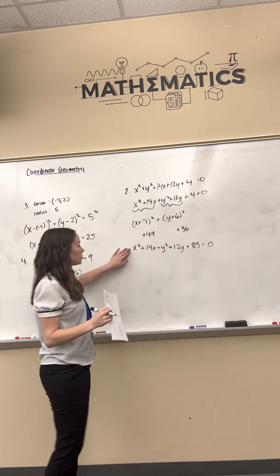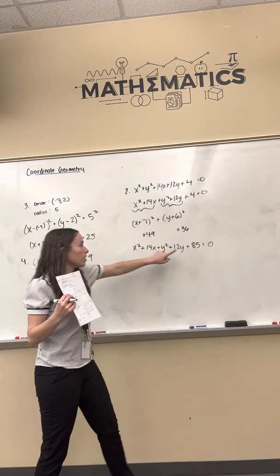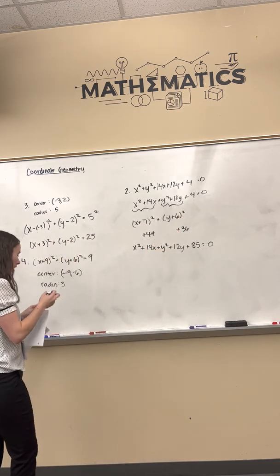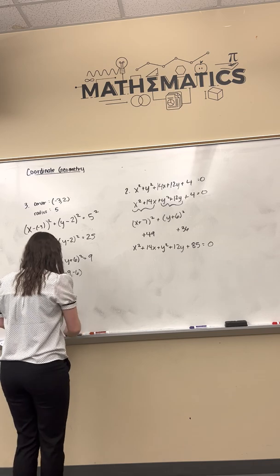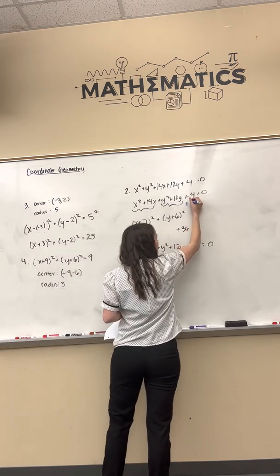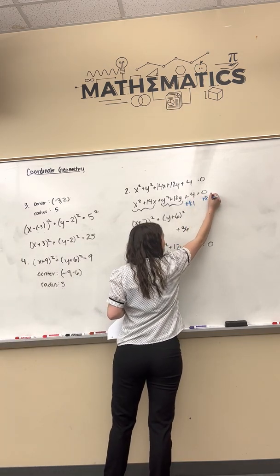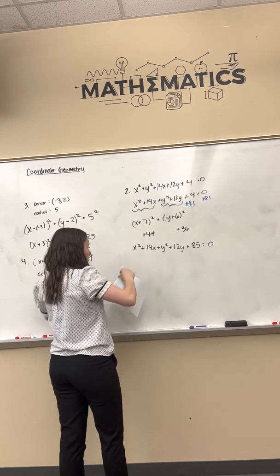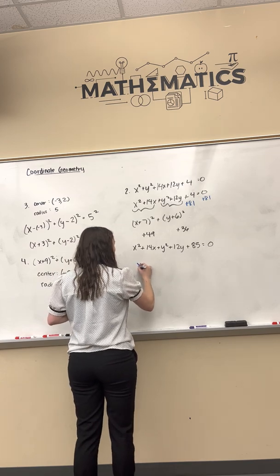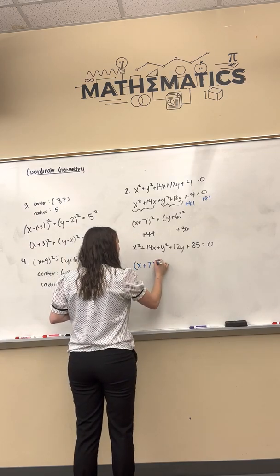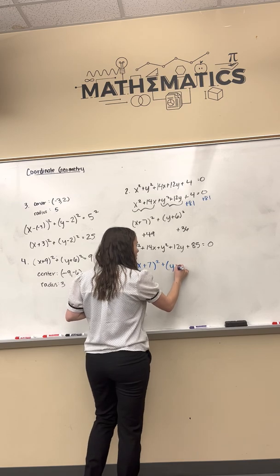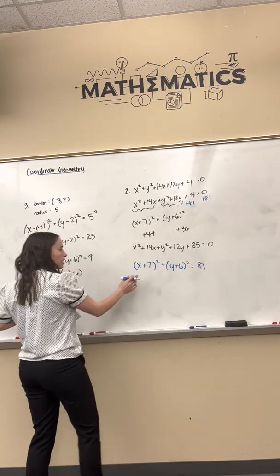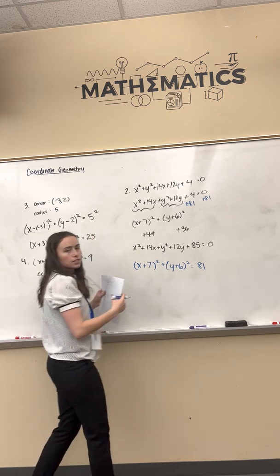Well, again, this does not equal that, right? We have a plus 85 and only plus 4 here. So how do we get to 85? Well, we would have to add 81 here. Okay? So that means our equation here is going to be x plus 7 squared plus y plus 6 squared equals 81, where the center is at negative 7, negative 6, and the radius is 9.